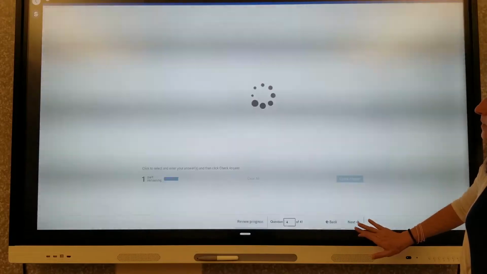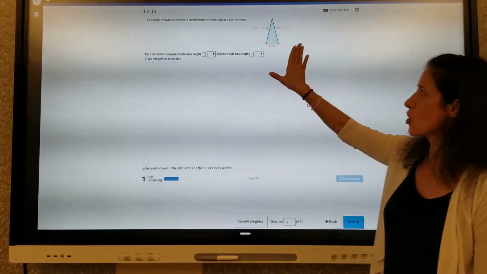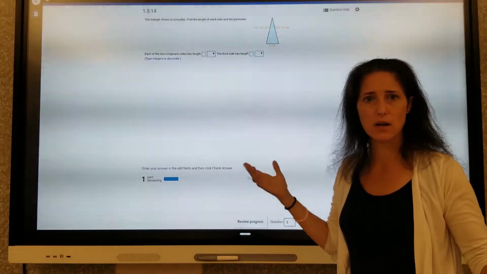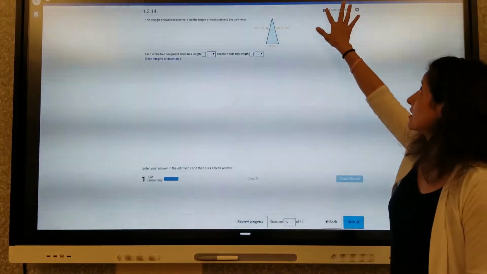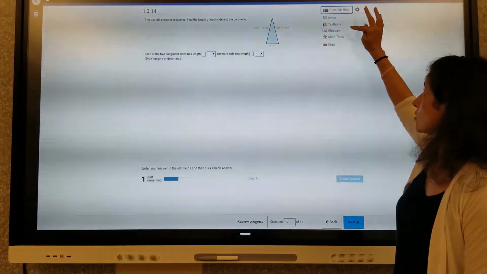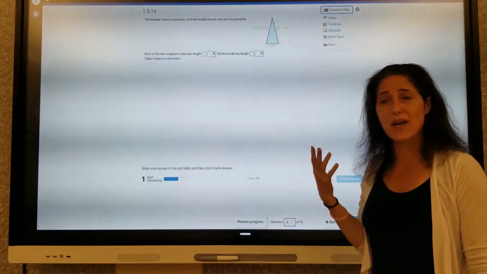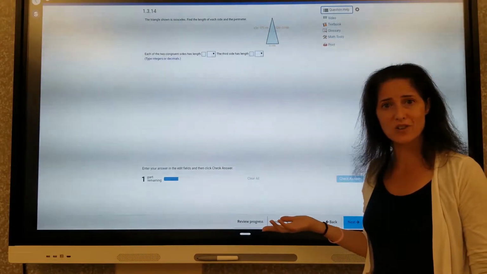I think sometimes when they see some of these questions, they forget, oh, how do I solve this again? So I'm stuck. What do I do? I'd encourage your students to go to Question Help. Under Question Help, they have videos and they have the textbook. That can often help them solve the problem and can help them figure out where they are stuck.